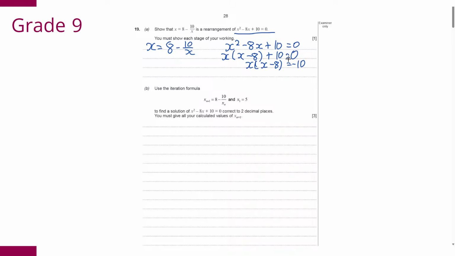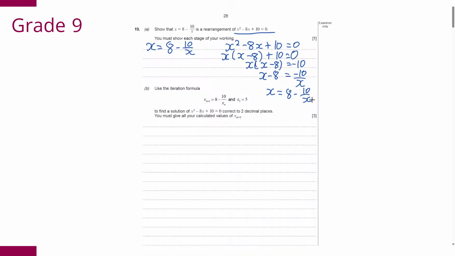Okay, then I'm going to divide both sides by x, right? So it's x minus 8 equals minus 10 over x. Oh yeah, no, we need to add 8 both sides. X equals 8 minus 10 over x. There we go, sweet. Now that is how we come up with the iterative formula. The iterative formula, you need to rearrange it so it's x equals an expression with x in.